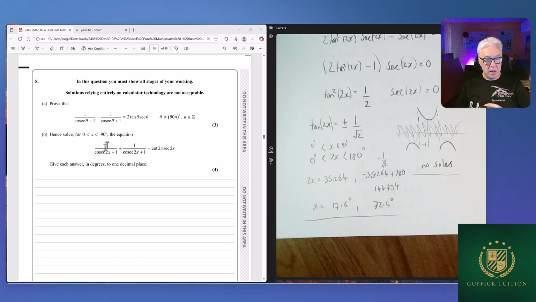Quite a nice, getting a bit more challenging now, 7-mark question on trig identity, reciprocal trig identities.